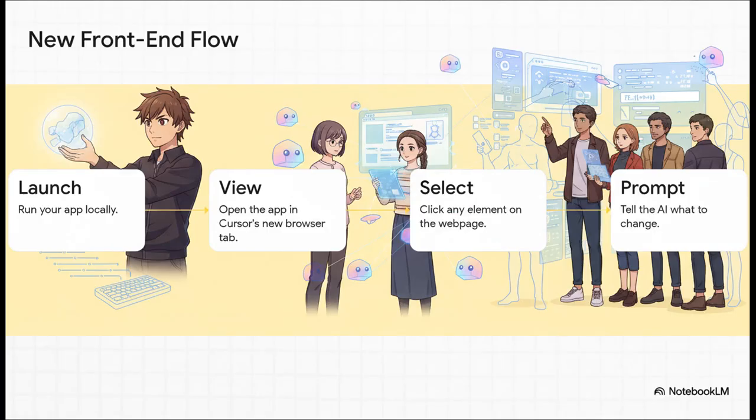Let's just walk through how this works, because it creates a whole new workflow that's just so intuitive. So first, you run your app locally, like you always do. Then, you just open it in the new browser tab inside Cursor. And from there, and this is the magic part, you can literally click on any element on the web page. A button, a title, whatever. Then, you just tell the AI what you want to change. You could click a header and just say, hey, change this text to "democratize development," and it just does it.